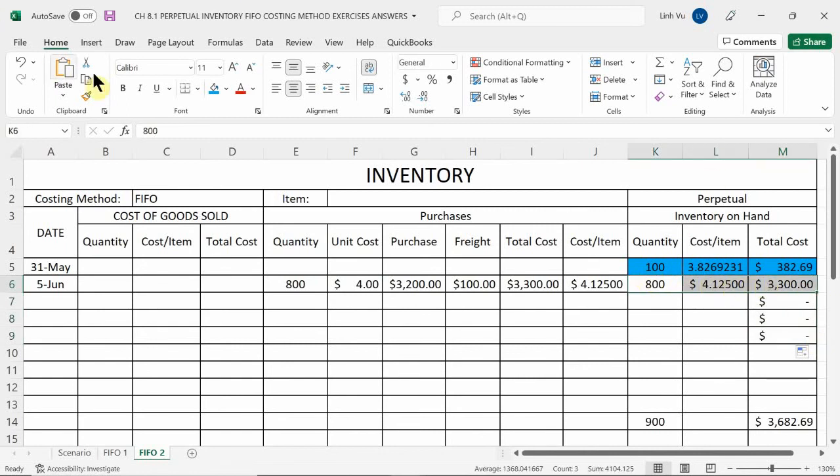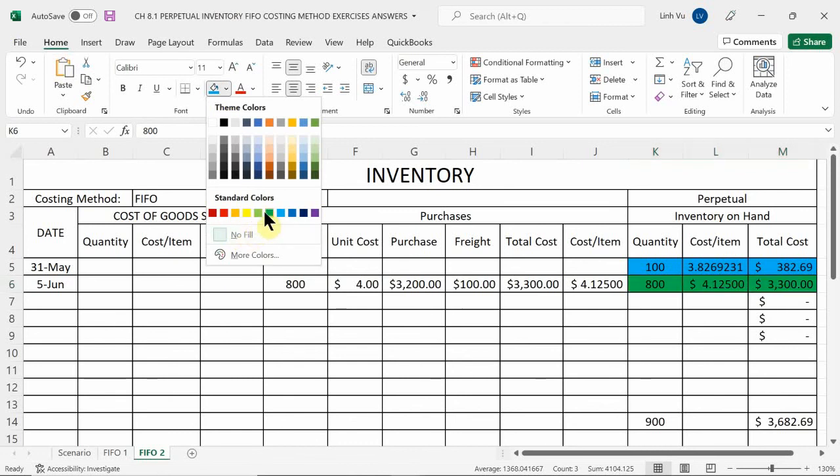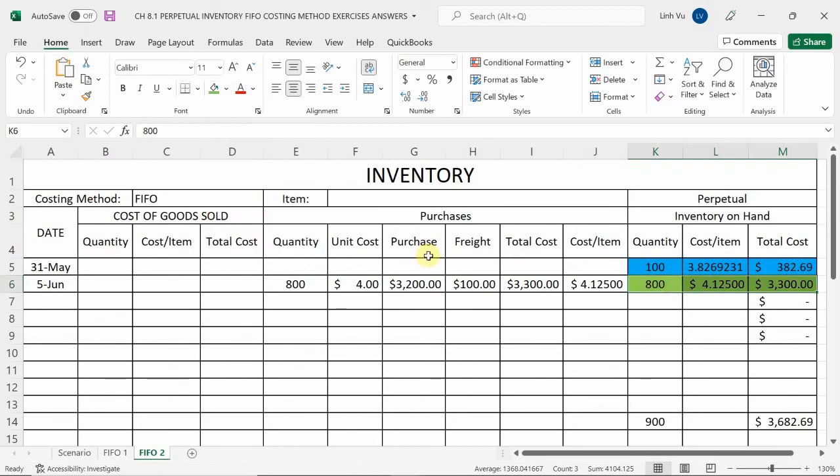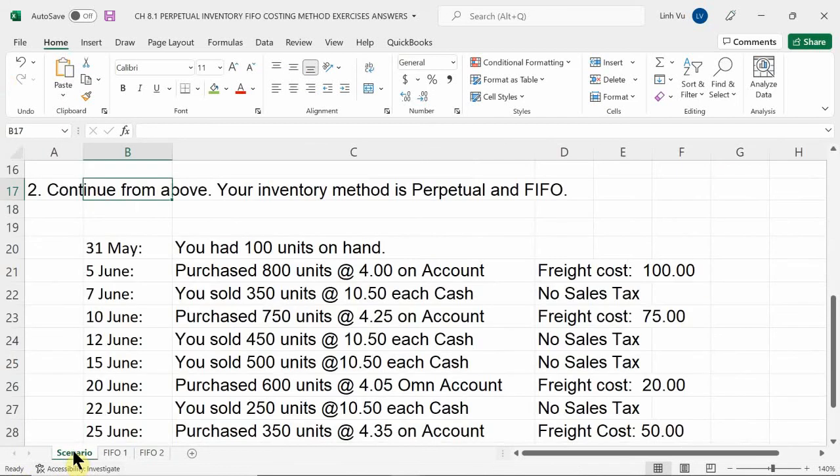So in this case, I'm going to choose green because I'm going to work the colors backwards. All right, so we have a total of 900 units available to sell. Okay. So let's see what happened next.